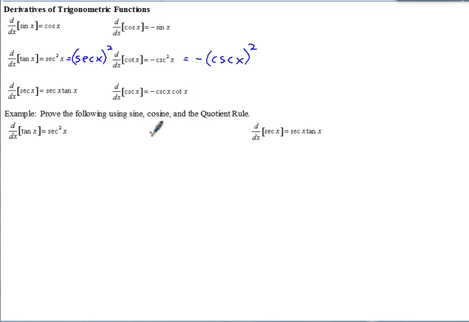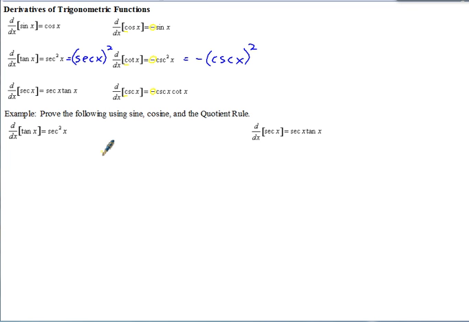And also notice an easy way to remember the derivatives that are negative. All the ones that start with a cosine, cotangent, cosecant, their derivatives are all negative. The ones that don't start with cosine, tangent, and secant, their derivatives are not negative.